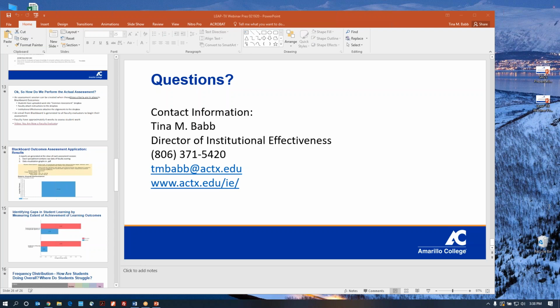Another comment about the data dashboards: they're now outward facing. So you'll be able to go out there and see what kind of data we collect on our students and how we do that. That might be something useful for you as well.